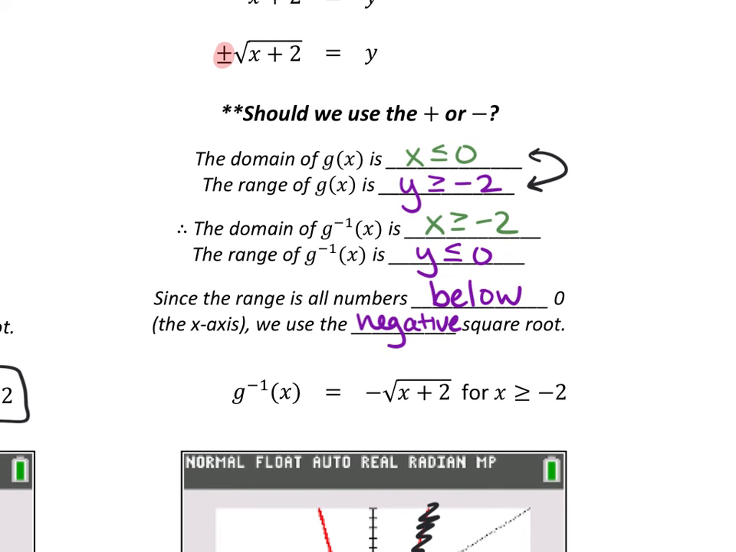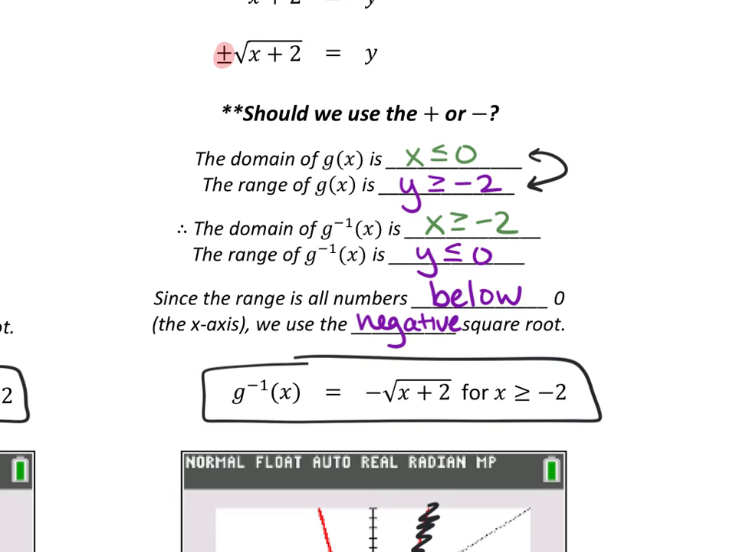And therefore, we have our final inverse here. G inverse is equal to negative square root of x plus 2. For that domain, we got x greater than or equal to negative 2. So when you're taking a restricted domain's inverse, if they give you any restrictions on the domain, you probably want to find the range so that you can flip-flop them for the other part.